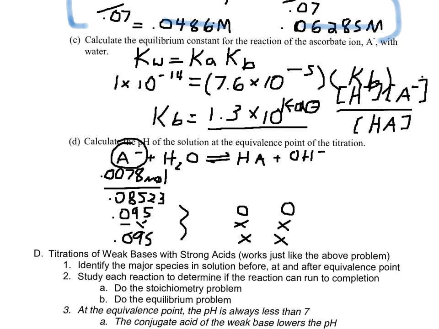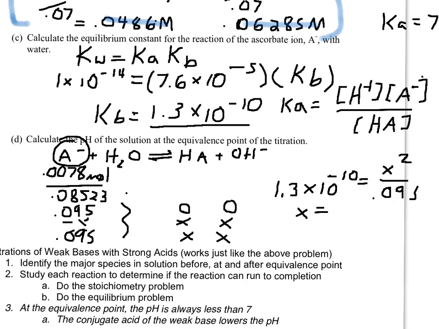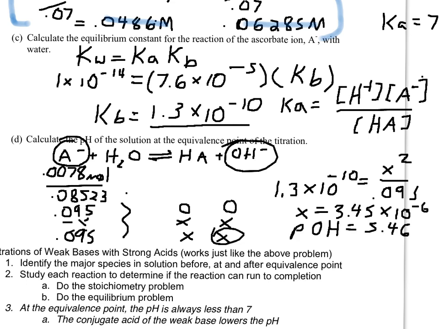And I can take this and I can go ahead and solve for x, and this x is equal to the hydroxide concentration. So if I plug this into a negative log equation, I'm actually finding the pOH, and then just subtract 14 minus 5.46, and that'll give me the pH. And that is how you deal with these problems.